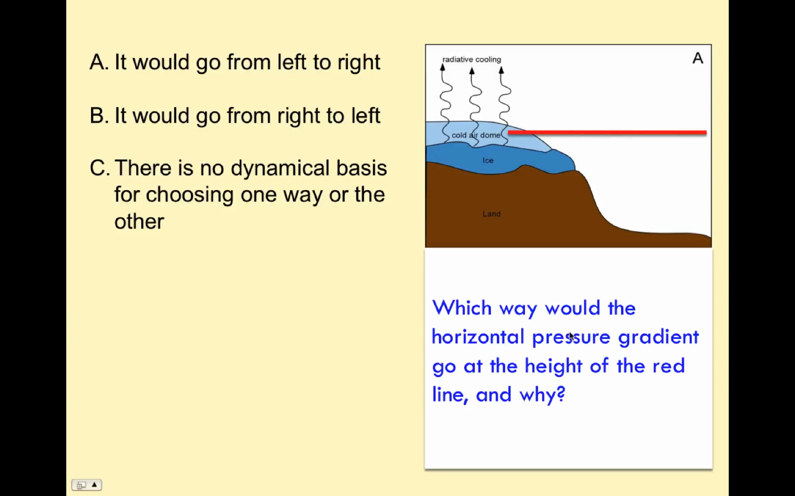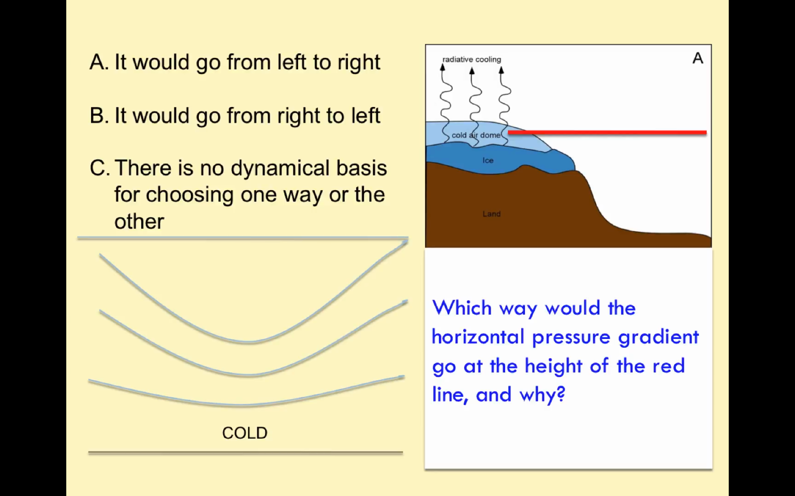So which way would the horizontal pressure gradient go at the height of this red line, and why? So here we have a cold anomaly at this height, and no cold anomaly in the free air next to it. We know from past lectures that cold anomalies depress pressure surfaces, and that's going to cause lower pressure aloft. As that causes lower pressure aloft, there's a pressure gradient pushing winds, converging into that area.